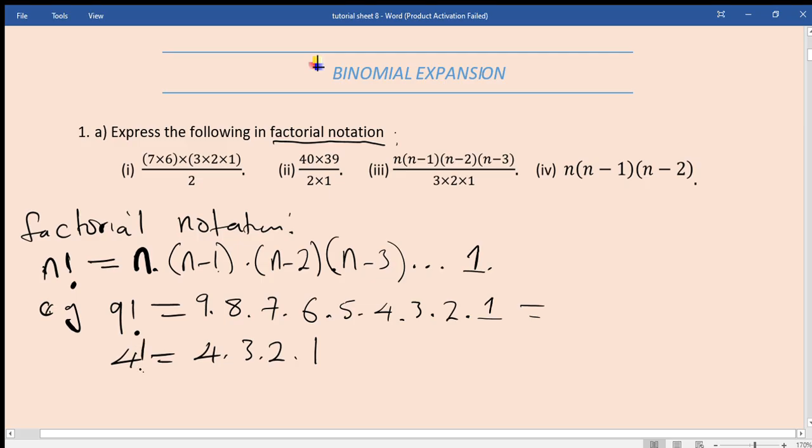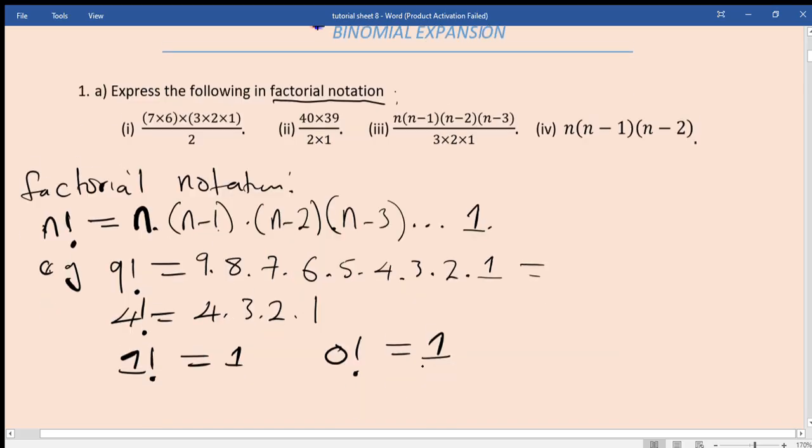The rules of factorial notation are that 1 factorial is by default equal to 1, and at the same time 0 factorial is also equal to 1, and the factorial of a negative number does not exist. That's the rule of factorial notation.